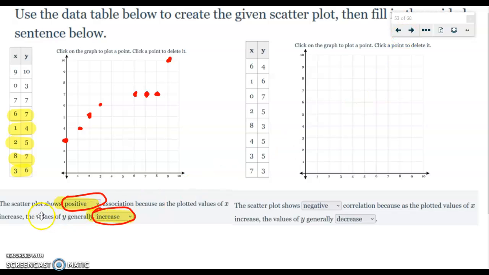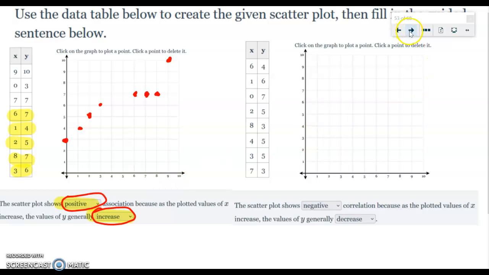Okay, and once you have that, you ask yourself, the scatter plot shows a positive association. Positive because it's going up, and because the plotted values of x increase, the values of y increase. So as you go to the right, it goes up. So it's a positive.